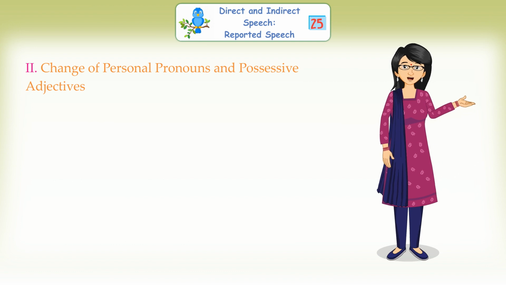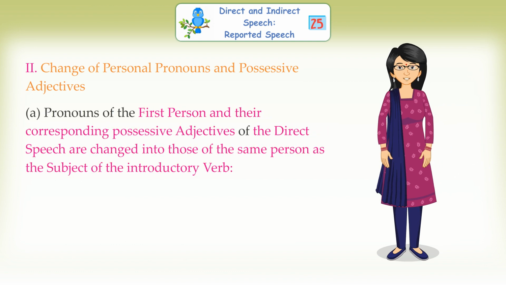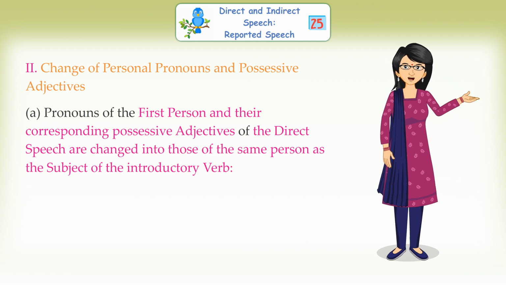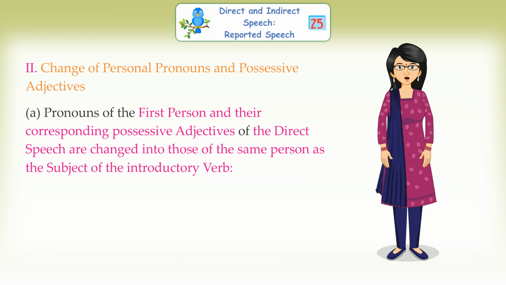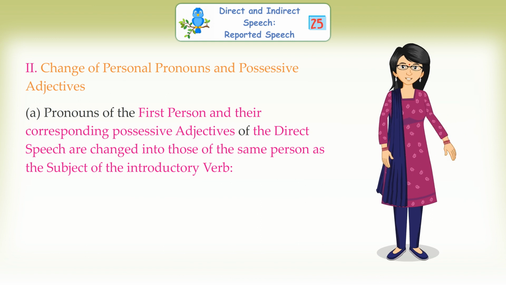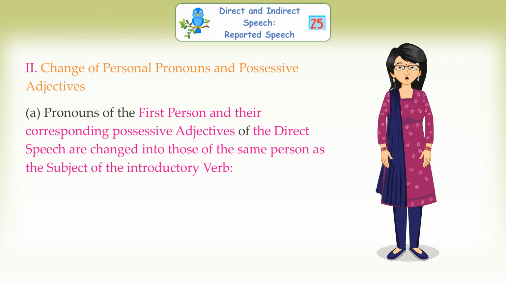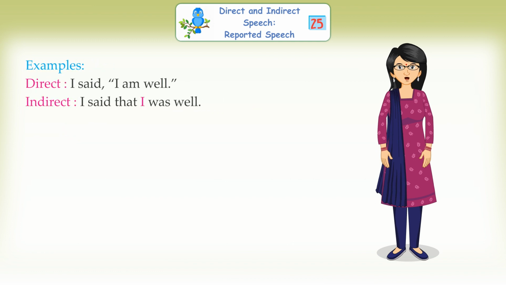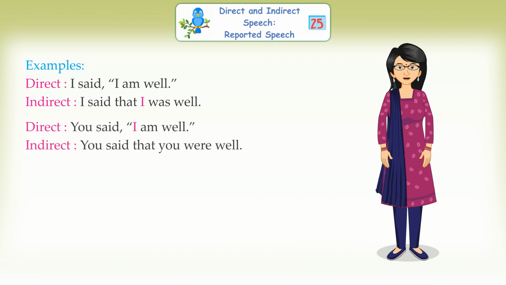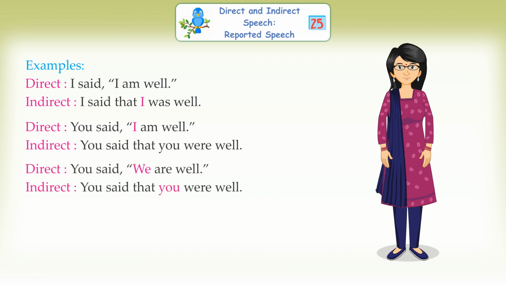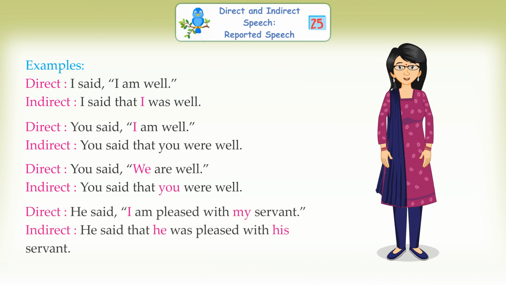Change of personal pronouns and possessive adjectives. Pronouns of the first person and their corresponding possessive adjectives of the direct speech are changed into those of the same person as the subject of the introductory verb. Examples: Direct: I said, "I am well." Indirect: I said that I was well. Direct: You said, "I am well." Indirect: You said that you were well. Direct: You said, "We are well." Indirect: You said that you were well.